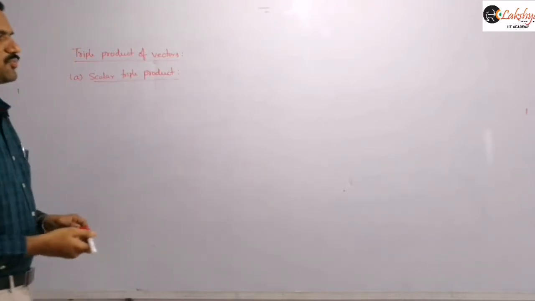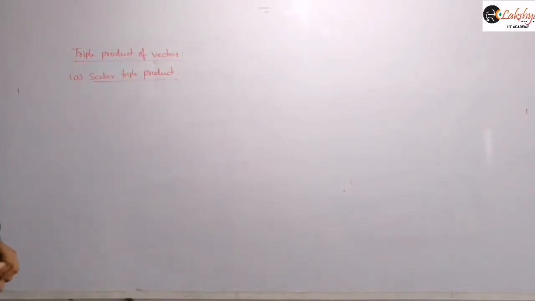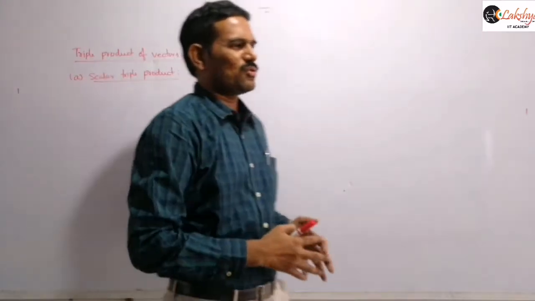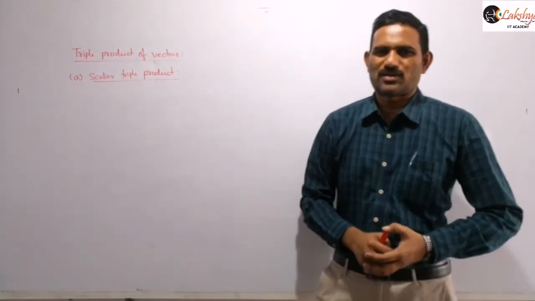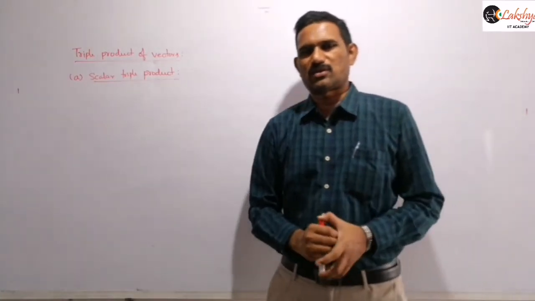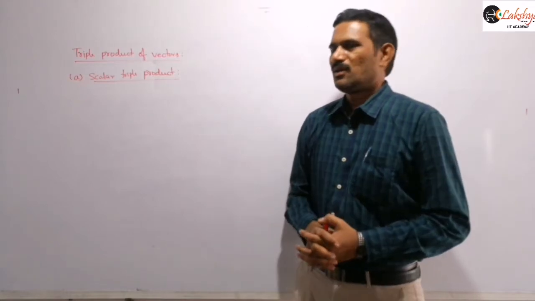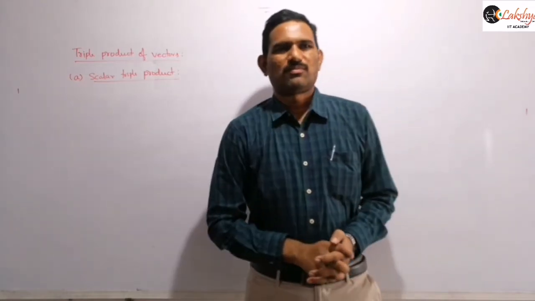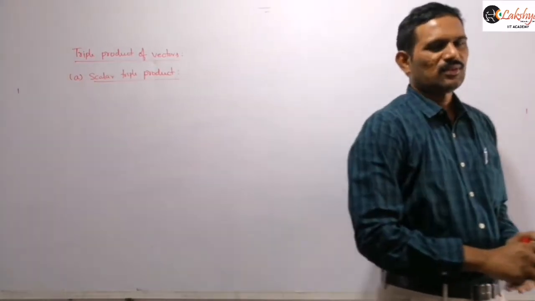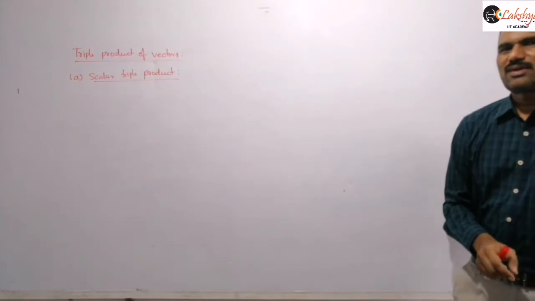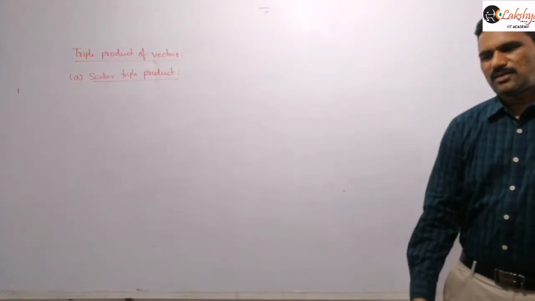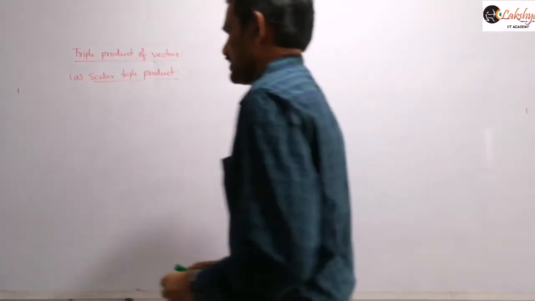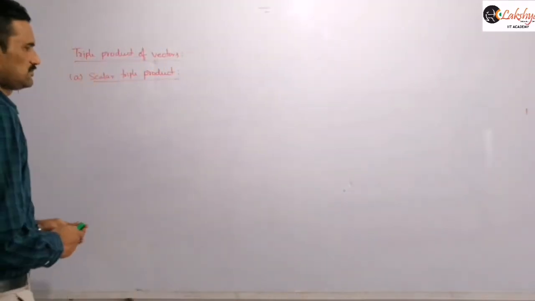So scalar triple product means, again by the name it is clear that the product of those three vectors will be equal to a scalar. That means that it gives a scalar quantity. Then it is said to be a scalar triple product. So just to mention that if the product of three vectors is a scalar, then it is called scalar triple product.